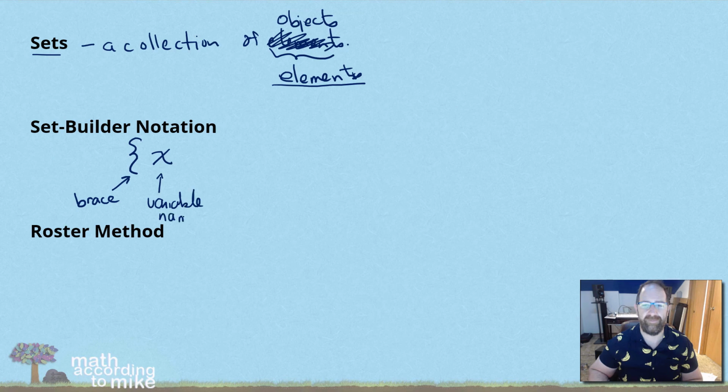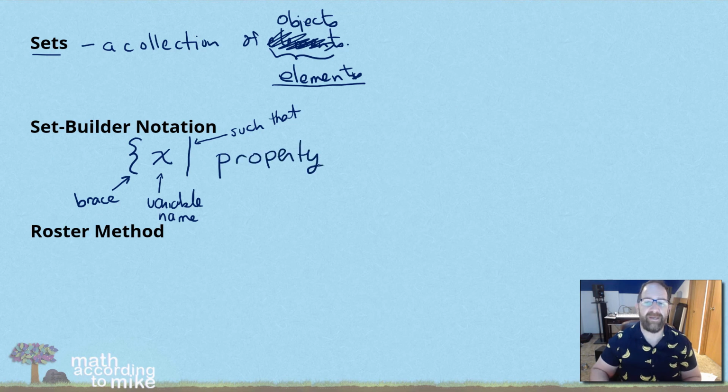Then we draw a vertical line. In this chapter, this vertical line means "such that." Then we give the property, so we're saying everything that these x's have in common. And then we finish off the set.